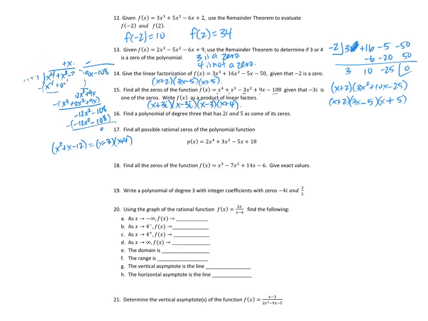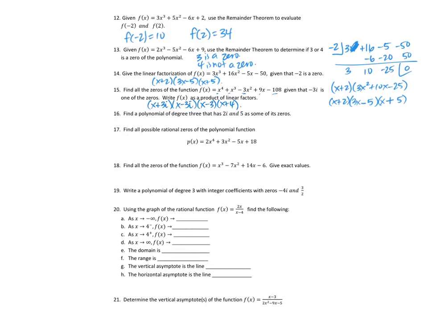The next one says that I want a polynomial of degree 3 that has 2i and 5 as some of its zeros. So we know that it's going to look like this, x minus 2i and x minus 5, and it also needs another linear factor. Now it doesn't specify that the coefficients have to be real in the end, but let's just go ahead and make them real. So let's go ahead and say x plus 2i is another 0. So this one now has degree 3 because it has 3 linear factors.